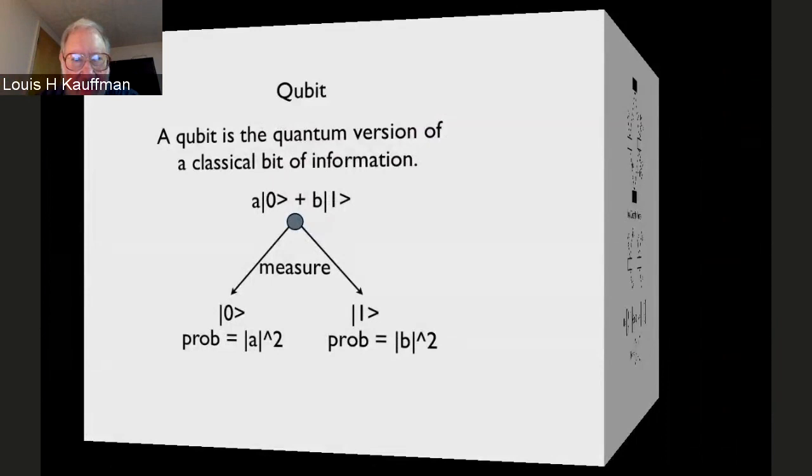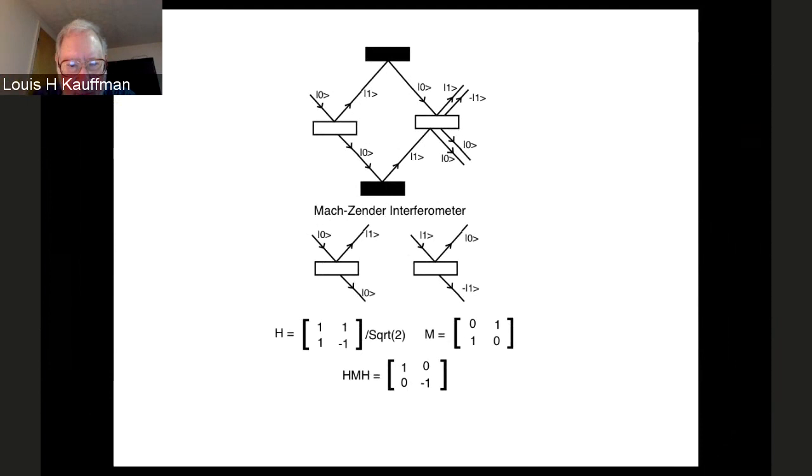Now here is a little experimental arrangement with mirrors called a Mach-Zehnder interferometer. I have two types of mirrors here, and then we can see some of the features of what I had just defined for you. The black mirror is just an ordinary mirror for these bits and qubits. If the qubit 0 comes into the black mirror, it's reflected as 1. If the qubit 1 goes into a black mirror, it's reflected as 0.